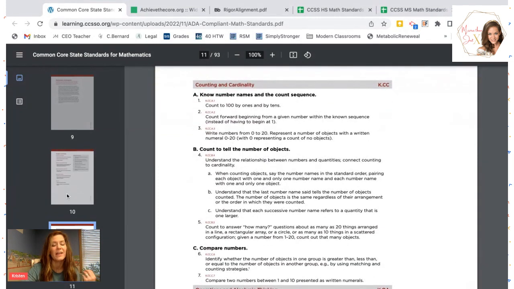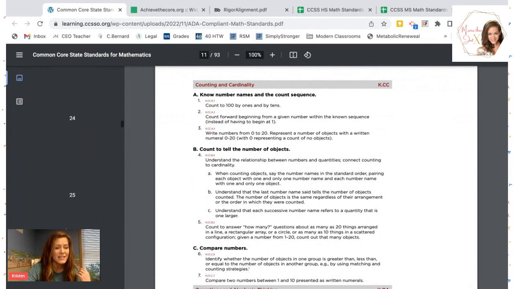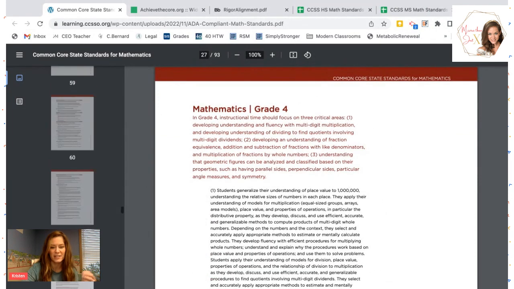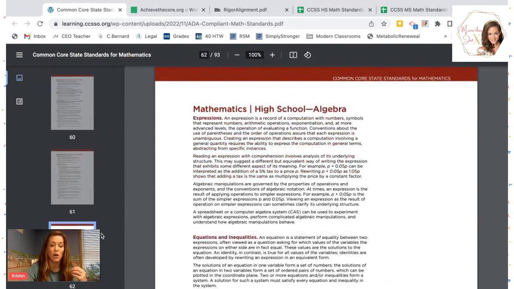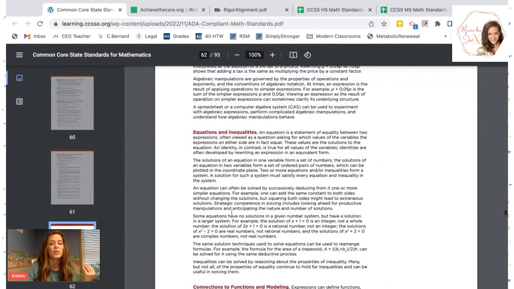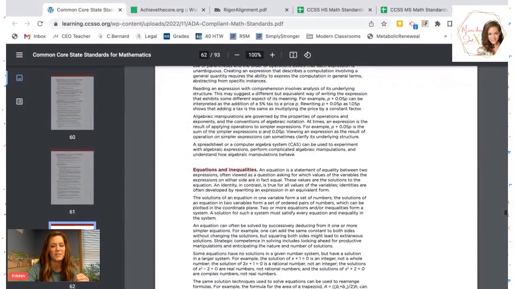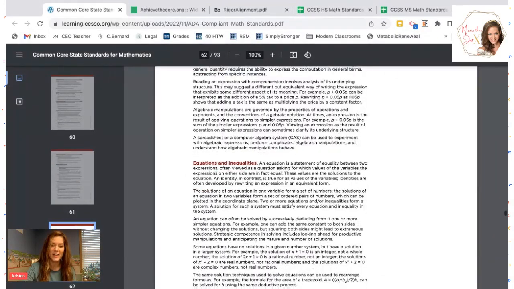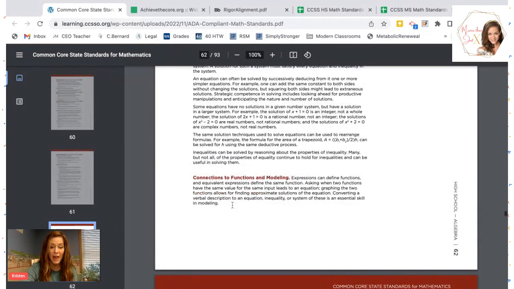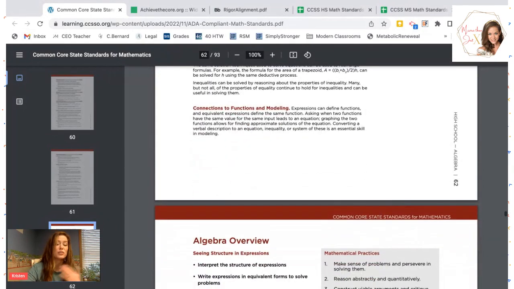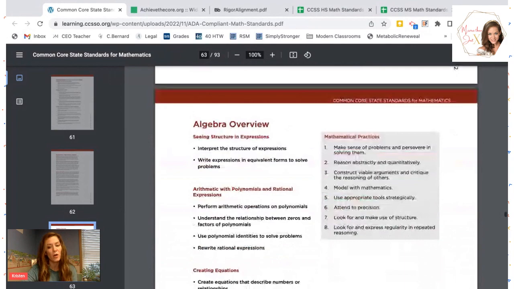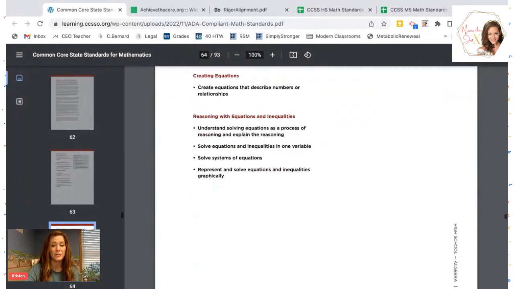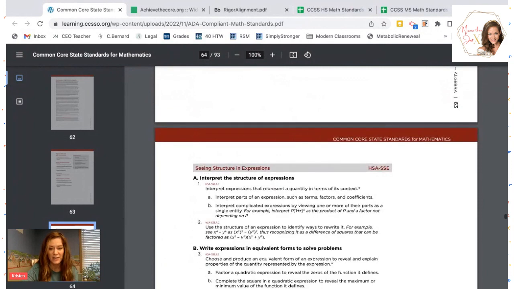And what I really like, if we're looking at something like the high school standards, which is what I usually teach with, is that you get a chance to see which ones in particular are those modeling standards. So here you can see an overview of all of the different things you're required to do for equations and inequalities. And then you can dive deeper into how that's going to connect to functions and modeling, two of the other domains, a quick overview, a reminder of your math practices, and then you get into each of the individual standards.